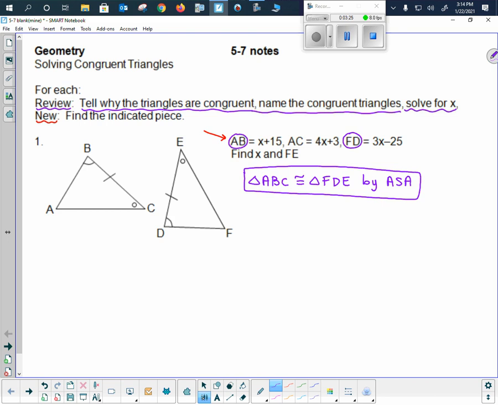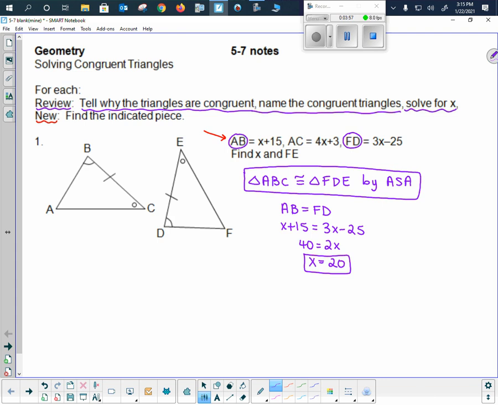Just tell me what you're doing, so I know what you're doing. So you're telling me AB equals FD. So if I set them equal to each other, x plus 15 equals 3x minus 25. This is me setting up the equation to be able to do the solving for x. I think this time I will subtract x from both sides. So I'll get 2x. Add 25 to both sides to get 40. Divide by 2 and x will be 20. Since that's part of my requirement, I'll go ahead and box that.